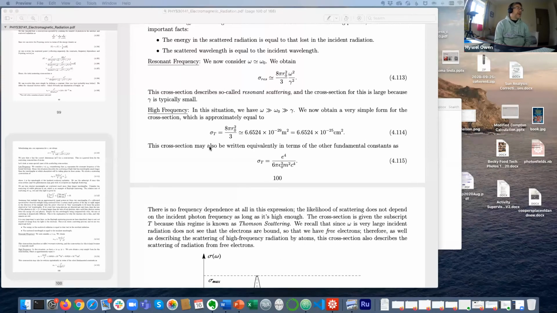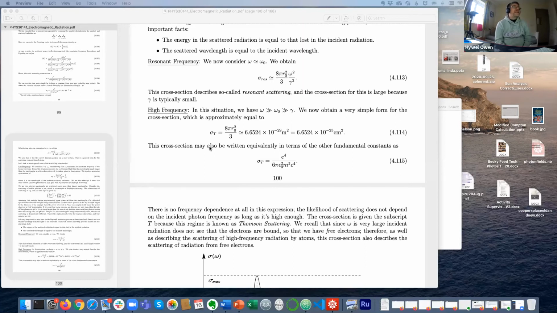So the Thomson scattering cross-section applies equally well whether we have electrons bound within atoms or free electrons. And this is the reason, of course, that in our Compton scattering formula we don't need to care about whether or not the electrons in our material are bound.